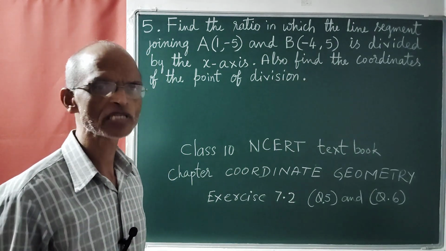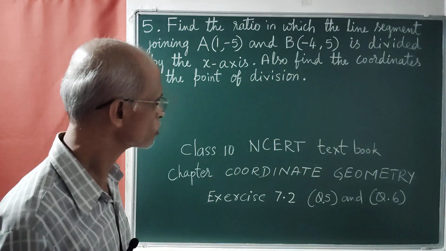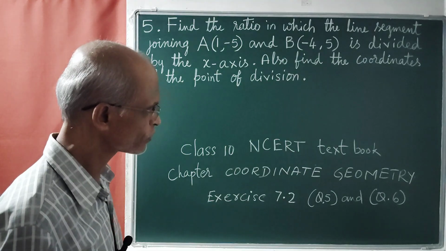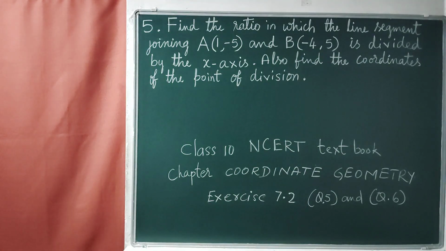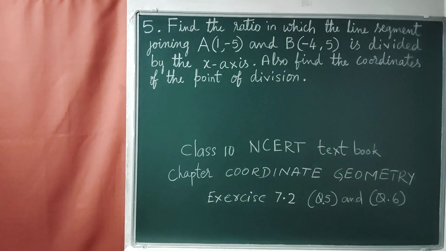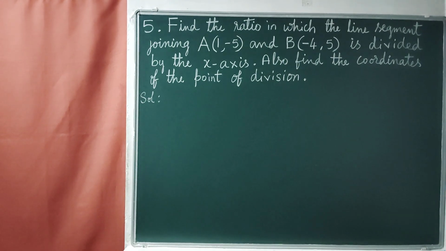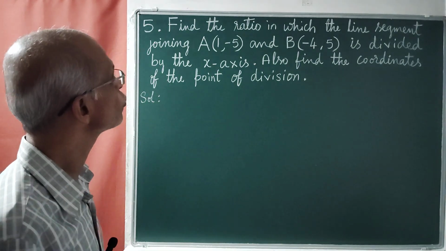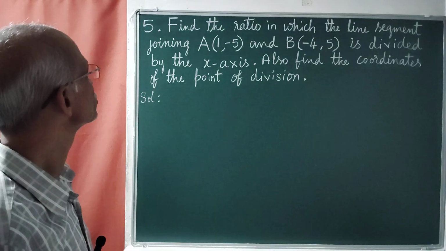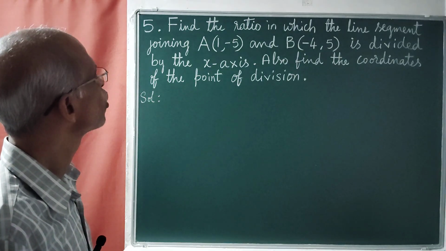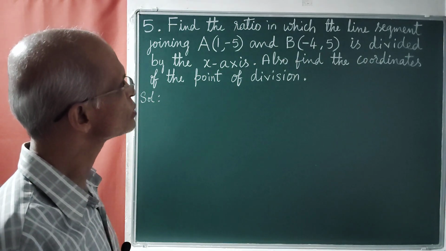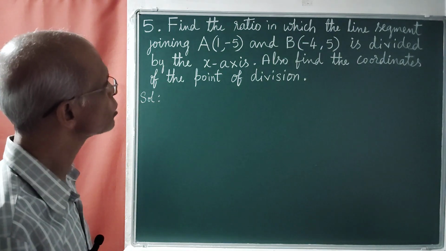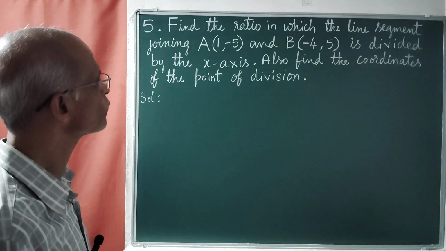In this class, we'll solve sums from class 10 NCERT textbook, chapter coordinate geometry, exercise 7.2, question 5 and question 6. The sum is: find the ratio in which a line segment joining A (1, -5) and B (-4, 5) is divided by the x-axis. Also find the coordinates of the point of division.